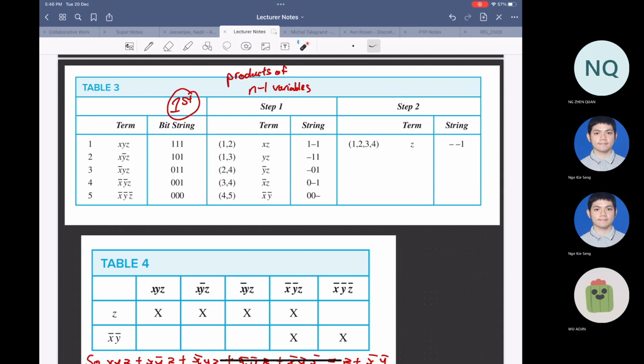What? Cannot see. Cannot see it. Yeah, I mean, can see or not?